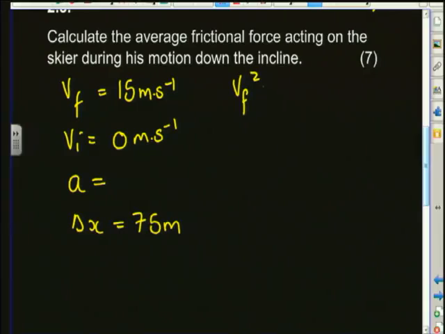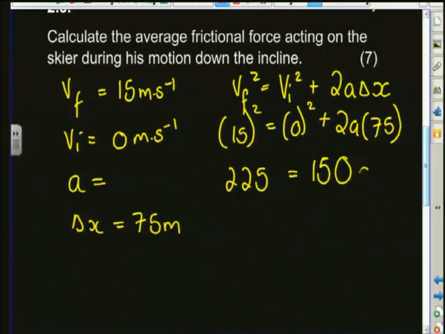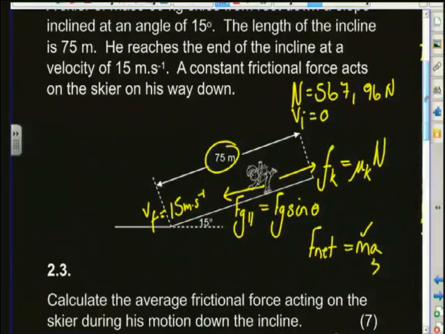Use the one that has most of this in, and that happens to be VF squared equals VI squared plus 2A delta X. VF is 15. VI is 0. This is 75. So 15 squared is 225. This is 150a. We divide by 150 on both sides, and we get 1,5 meters per second squared. That's down the slope. So now I've got A. Yay, have A. Need to work out FG.